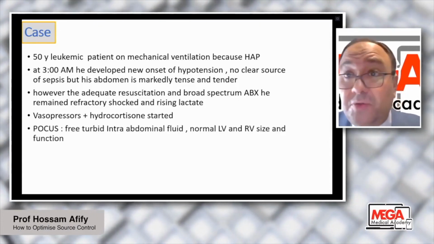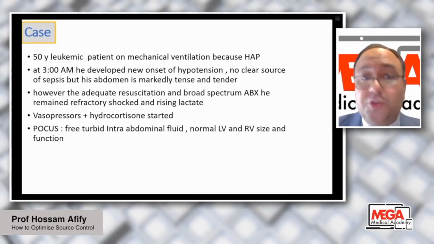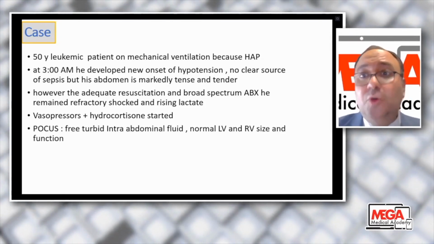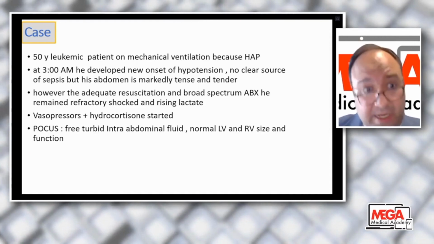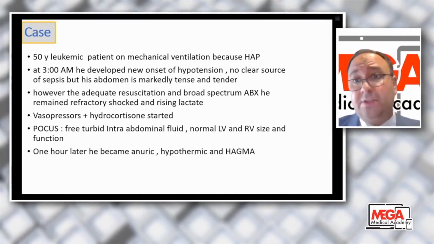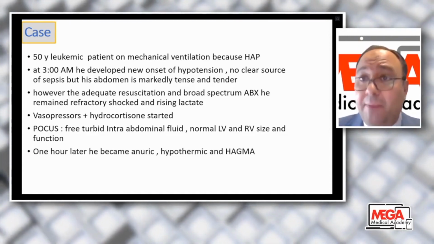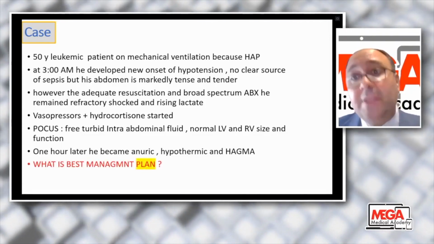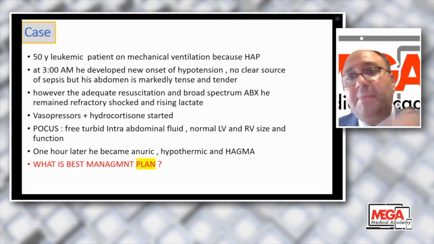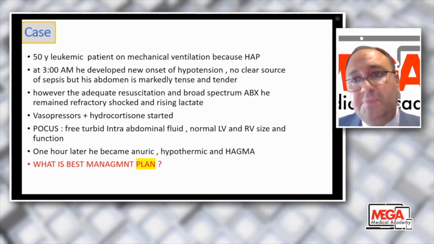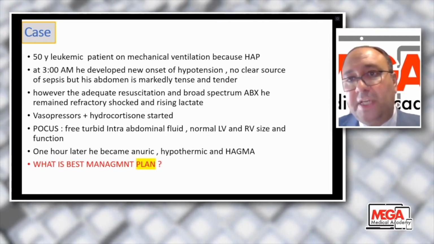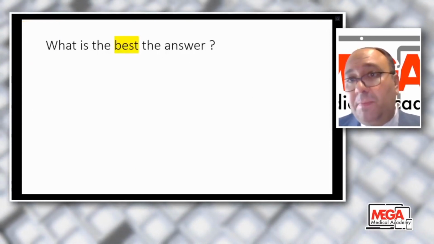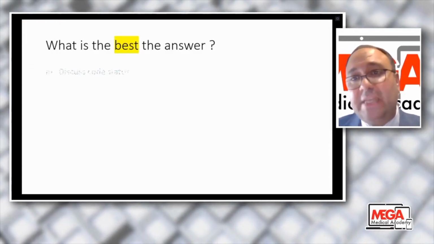Point of care ultrasound showed turbid free fluid intra-abdominal, with normal LV and RV size and function. One hour later, the patient became anuric, hypothermic, with high anion gap metabolic acidosis. The question now: what is the best management plan? Please prepare your answer and put it in the chat box. Select the best answer from these options.